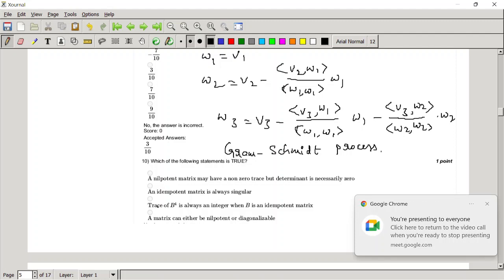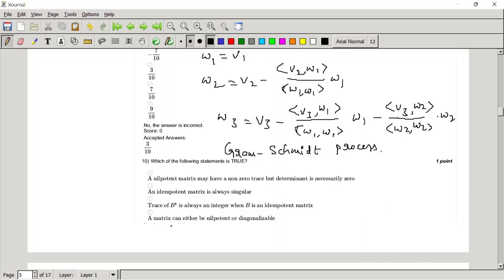It is given different matrices: nilpotent, idempotent, and nilpotent and diagonalizable. So the first option: A is a nilpotent matrix. A nilpotent matrix may have a non-zero trace, but the determinant is necessarily 0. Whenever A is nilpotent, suppose A is of order n cross n, we definitely have that A power n is equal to 0. That means its characteristic equation is nothing but x power n.